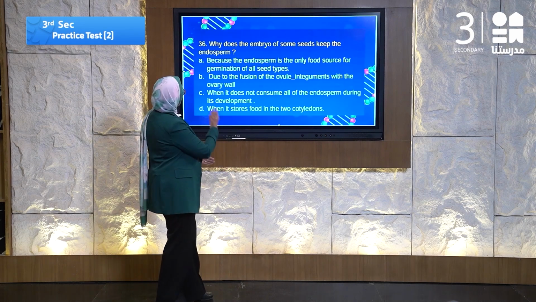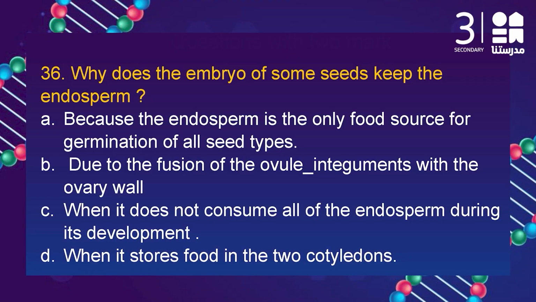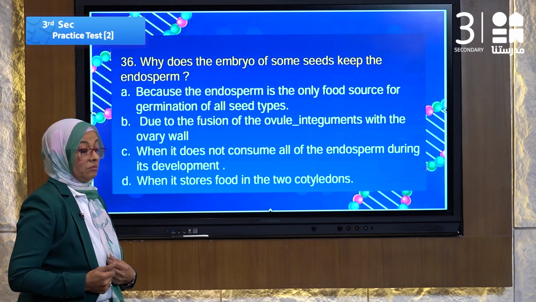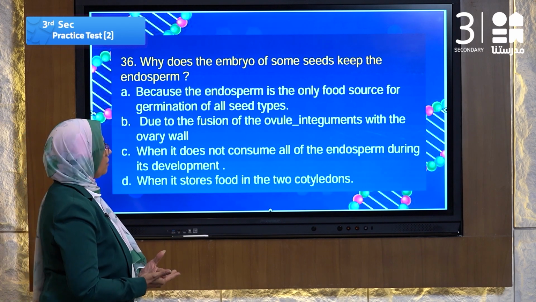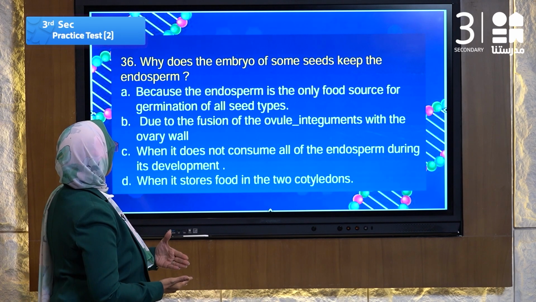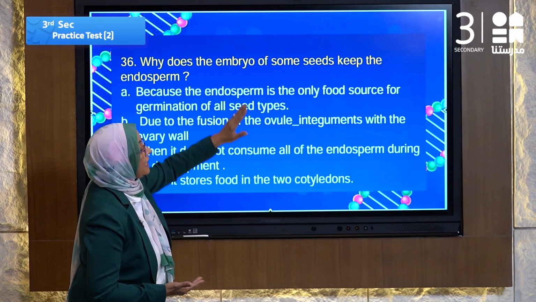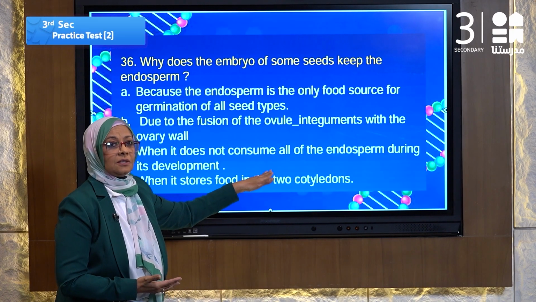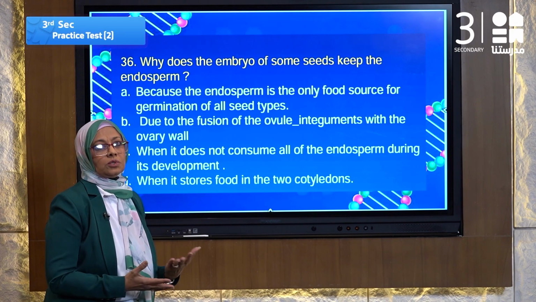Let's go to 36. Why does the embryo of some seed keep the endosperm? What is the endosperm? It is a feeding tissue, found inside the seed. Why does the seed keep it? It keeps it. It's not consumed.